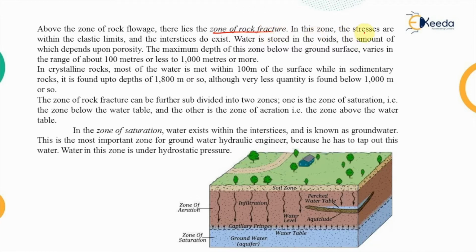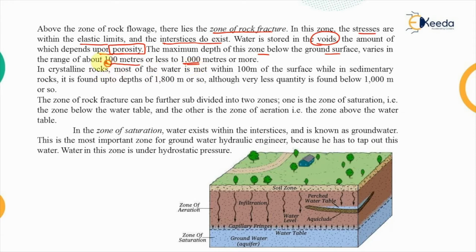Now, in this zone, the stresses are within the elastic limits. That means if a rock is deformed, then it will get back to its original shape. And here the voids do exist. So the water is stored in the voids, the amount of which depends upon a parameter known as the porosity. What is that? That we will see in the upcoming videos. The maximum depth of this zone below the ground surface varies from 100 meters to 1000 meters or more.